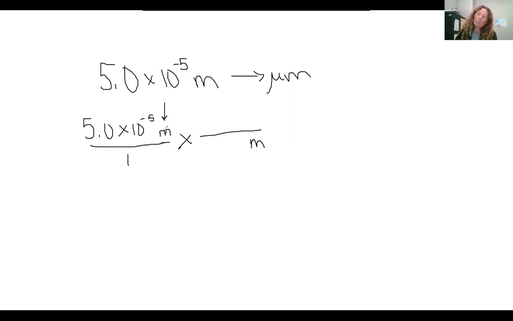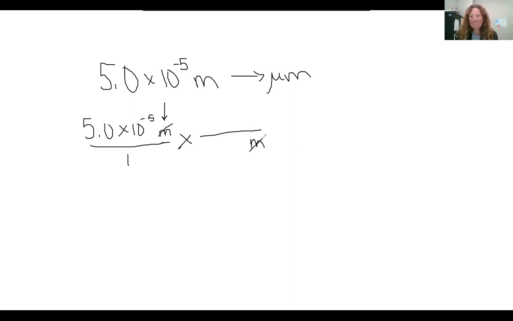Just like in the previous example where we canceled out those 10s, we did 10 over 10 and I said that's 1, so it goes away. The same thing is true with units. If I have meters in my numerator divided by meters in my denominator, anything divided by itself is 1 and therefore cancels, okay? So now my meters are canceled out.